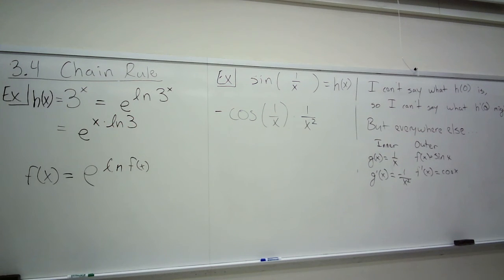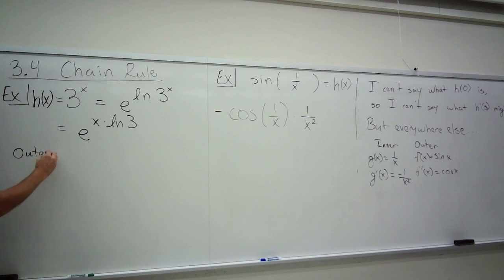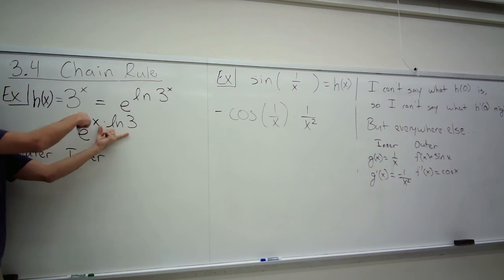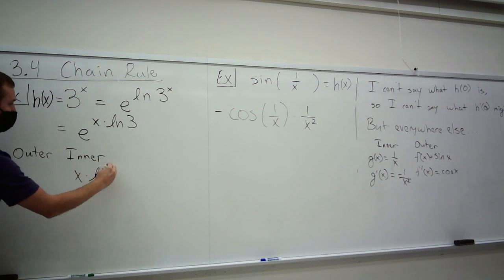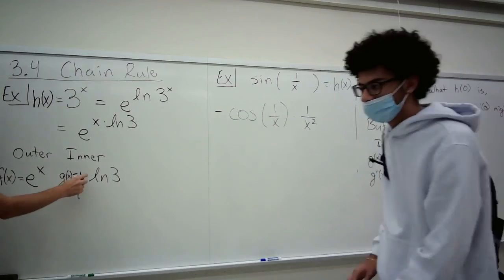Bring the power down front. Outer and inner. What did we plug into what? This is e to some power, right? So what are we plugging in? We're plugging in this power, and we're plugging it into e to the x. This is our outer, which I call F. This is our inner, which I call G all day. So there was a time, I think, where I flipped them. Hold on.